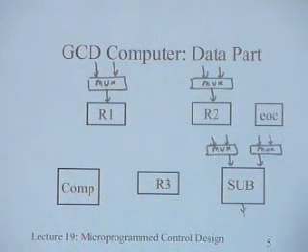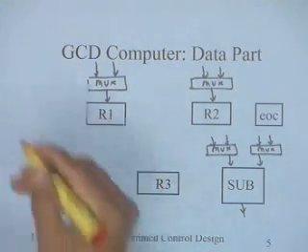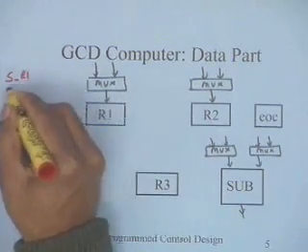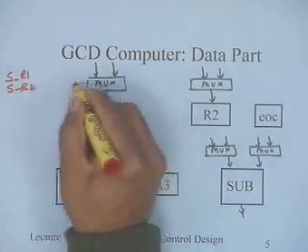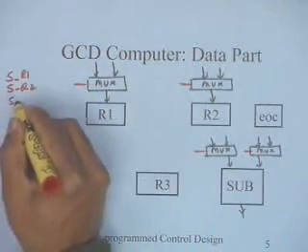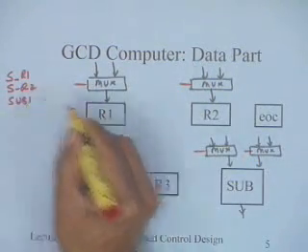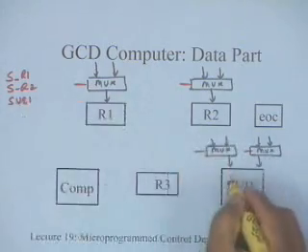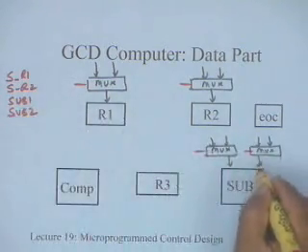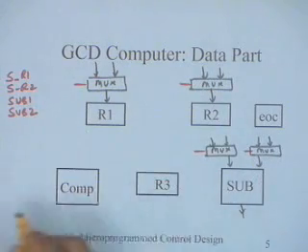So if you look at the control signals now, I have select R1 as one control signal, select R2 as one control signal. These are the control signals that are going here. Select subtract 1 is one control signal, which selects the first operand of the subtractor. Subtract 2 is the other control signal, which selects the second operand of the subtractor.